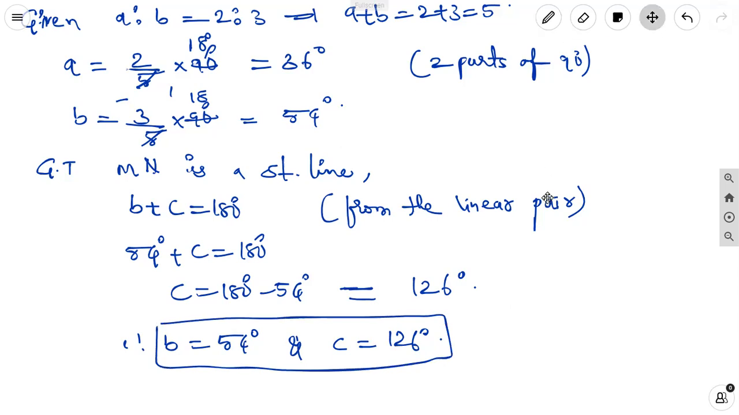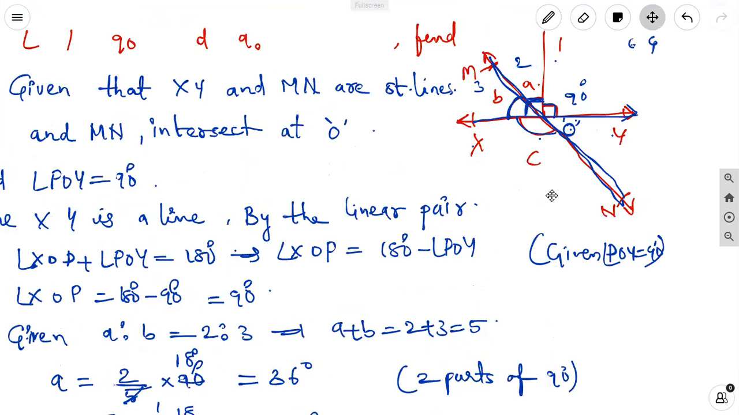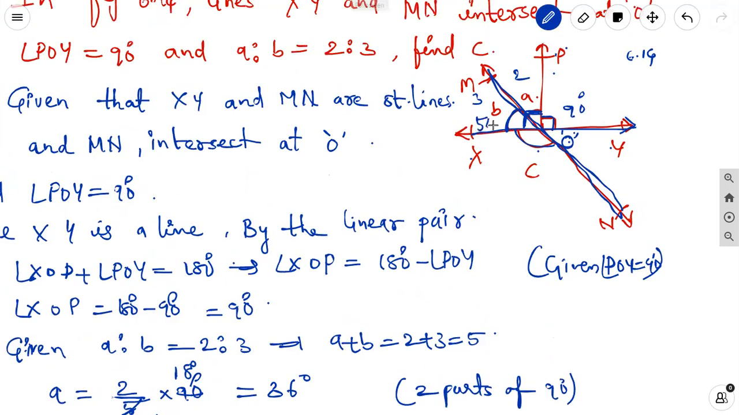Just see here, B is 54 degrees, we got it here. C is 180 degrees minus 54 degrees. Here we are getting 126 degrees. Why? Because it is a straight line. From the linear pair, the two adjacent angles should add up to 180 degrees.